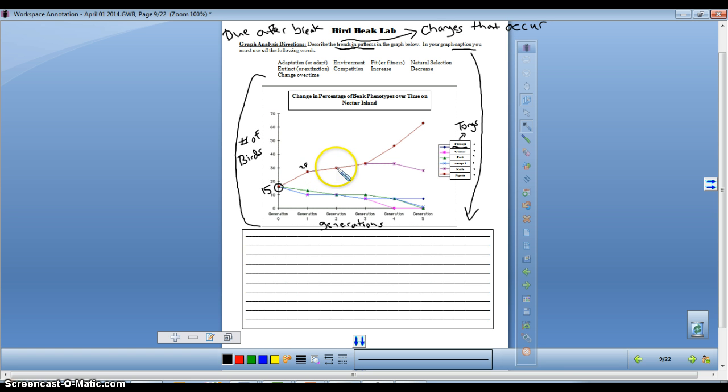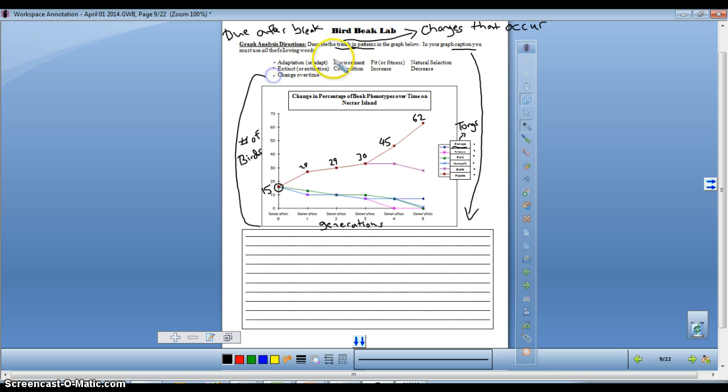Then it increased to about 29. Then it increased to about 30. Then it jumped. The number of individual birds with forceps beak jumped up to about, what do you think that is, 45? 45 individuals. Then it jumped up to, what is that, like maybe 62? 62 individuals. That's what you do. You describe the trends that are happening in this graph.